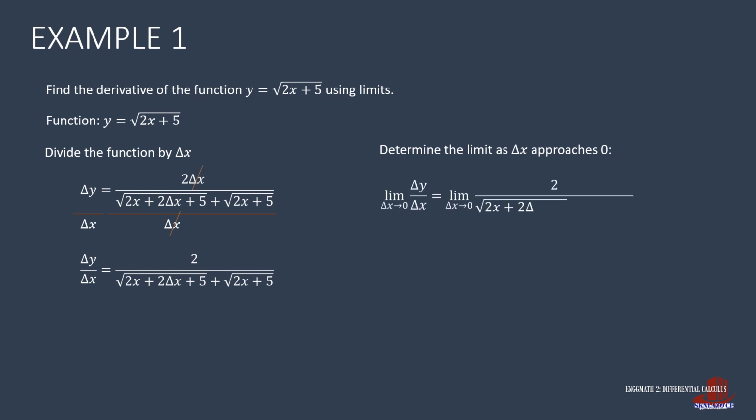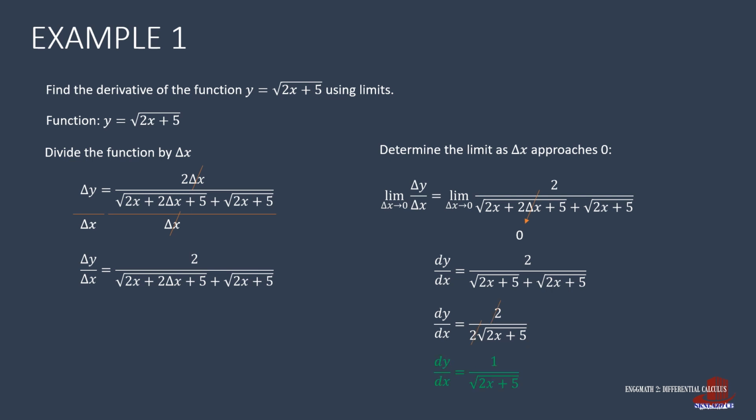With the limit of delta x, 2 delta x from the first root in the denominator is zeroed out, leaving dy over dx as 2 over the root of 2x plus 5 plus another root of 2x plus 5. Combine the roots and have 2 over twice the root of 2x plus 5, where the 2's cancel out, having the final derivative of y with respect to x as the reciprocal of the root of 2x plus 5.